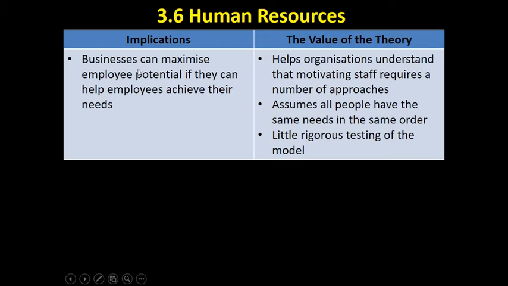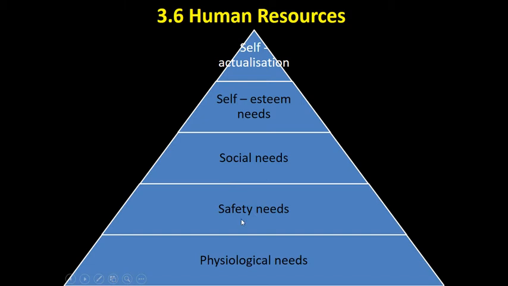Businesses can maximise employee potential if they help their employees achieve their needs. You might just want to think for a moment, how does school ensure that you meet your physiological needs for food, for water, for rest? It's similar for businesses. Businesses will provide canteens, lunch breaks, rest breaks, maybe somewhere with comfortable chairs where workers can go to relax, to make sure their physiological needs are met.